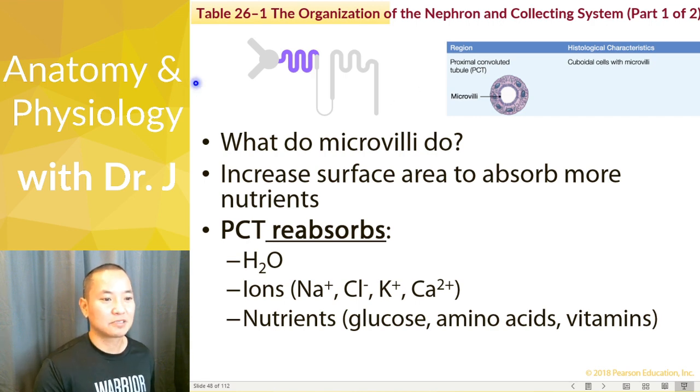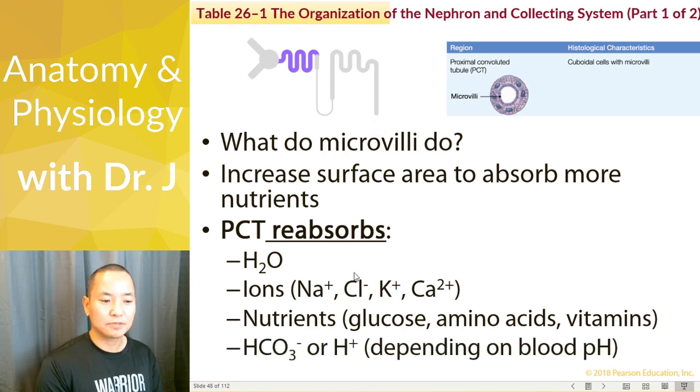Again, why? It's closer right here to where it's actually filtering. If it didn't reabsorb it, all these nutrients would be lost to the rest of the nephron and into your urine. So again, the PCT wastes no time. It also reabsorbs bicarbonate or protons depending on your blood pH. Again, if you have an acidic blood pH, if you're having acidosis, you might want to reabsorb bicarbonate. If you have a very alkaline blood pH, then you might want to reabsorb protons.